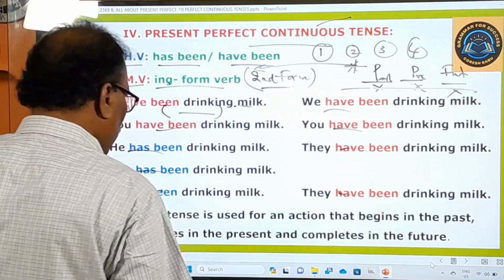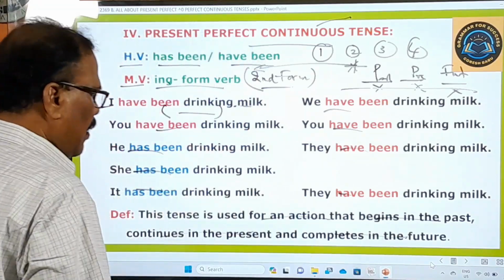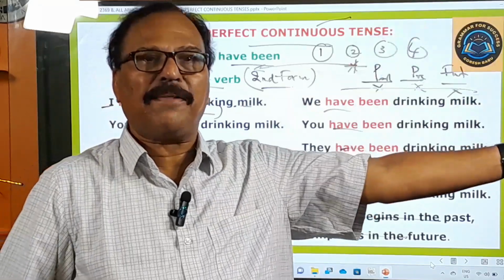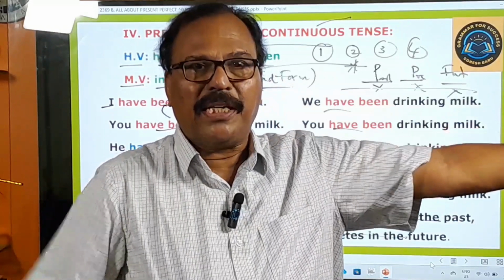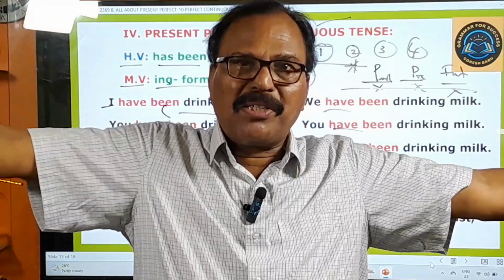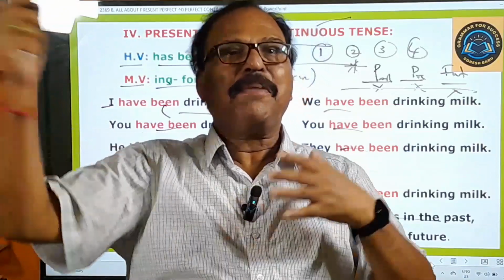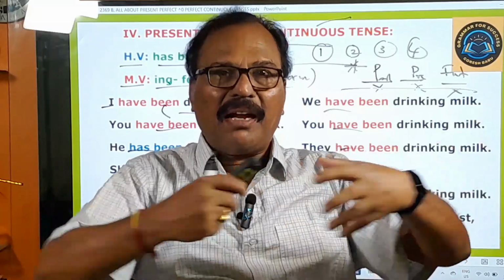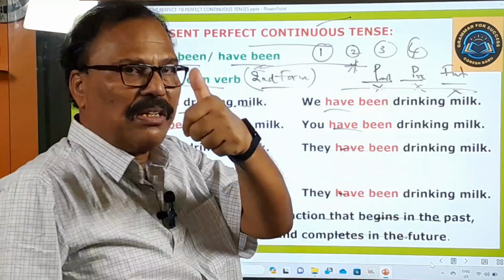Here, this tense is used for an action that begins in the past, continues in the present, and completes in the future. So this is the definition. It passes through three main tenses. గతంలో ప్రారంభమై ప్రస్తుతము కొనసాగుతూ భవిష్యత్తులో ఎప్పుడు ముగుస్తుందో తెలియనటువంటి అలాంటి లాంగ్ యాక్షన్స్ చెప్పడానికి we have to use the present perfect continuous tense. Wonderful tense, right?